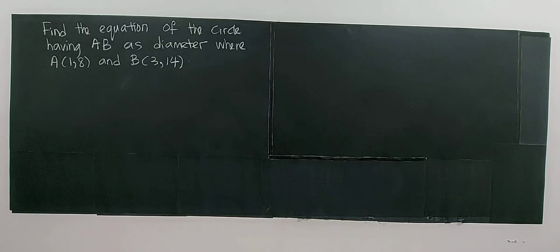Alright, okay, let's try this question. So I have introduced you to another method for solving this question, so that we have more techniques and more methods in finding the equation of a circle. For this question, they ask you to find the equation of the circle having AB as a diameter, where the point A is (1,8) and the point B is (3,14).